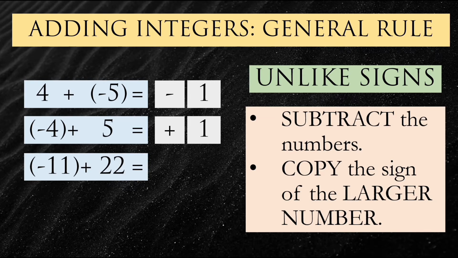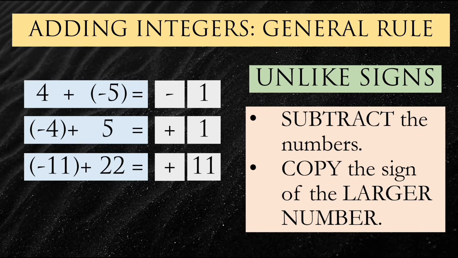So again, unlike signs, one is negative, one is positive. Just subtract the numbers. 22 minus 11 is 11. And then copy the sign of the larger number, which is 22. So the answer is positive 11, or you may just write 11.